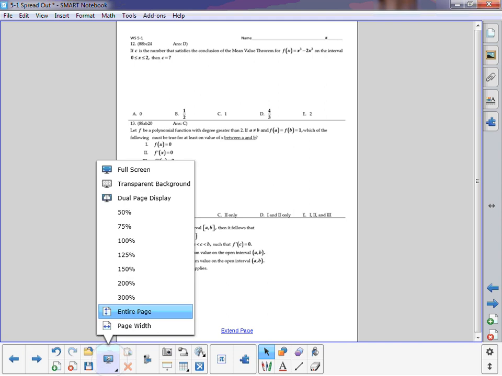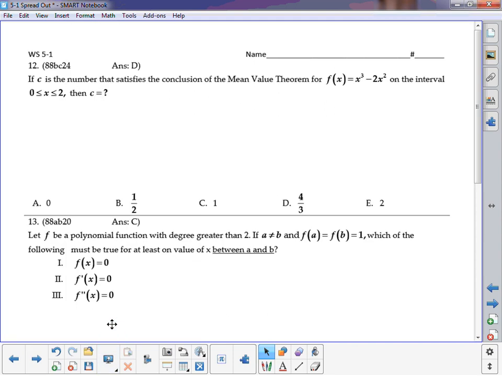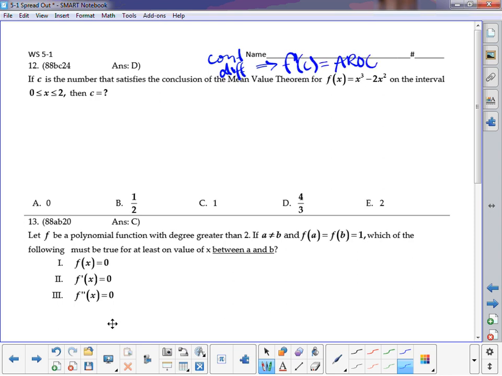If c is the number that satisfies the conclusion of the mean value theorem for f of x equal yada yada on the interval 0 to 2, then c equals what? What they're asking here is for us to find the actual value that satisfies mean value theorem. Mean value theorem says if it's continuous and differentiable, then somewhere on the interval our instantaneous rate of change must equal our average rate of change. So we're trying to find the c value for which that occurs.